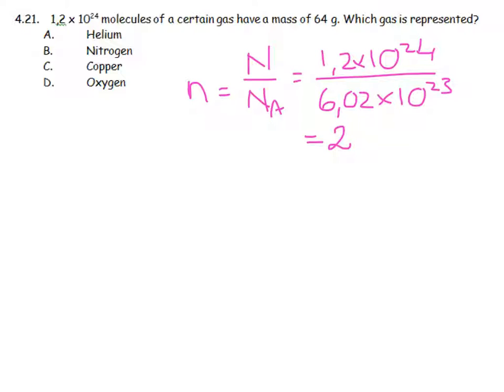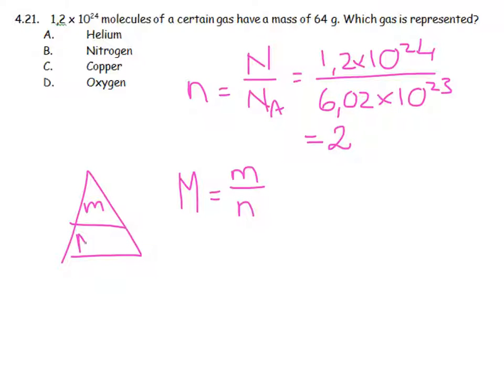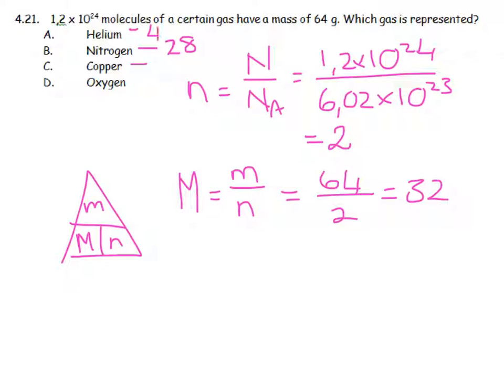Now I'm going to say molar mass is equal to mass divided by number of moles. Remember my triangle? Mass is at the top, molar mass, and number of moles is at the bottom. So I go 64 and I divide that by 2 and get 32. If I've got 32 grams per mole, I am not dealing with any of these because nitrogen as a gas is going to be 28, but it's 14 plus 14. Copper is going to be 50 something. Helium lands up as a lone gas being 4. Oxygen, remember, is a diatomic, so it's going to be 16 plus 16, so that is your 32.